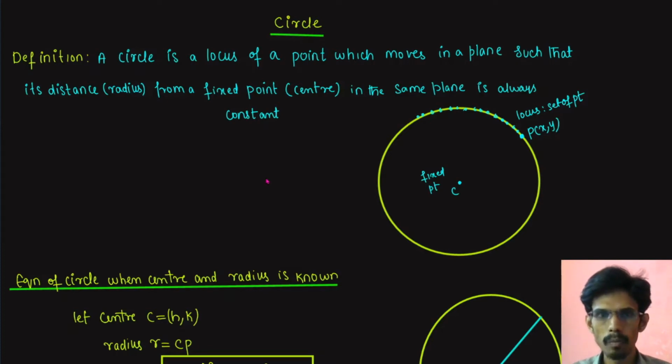So it is a locus of a point which moves in this plane such that its distance from this fixed point will be always constant. This fixed distance is known as radius. Wherever the point will reach on this periphery, the distance will be equal. That distance is known as radius. So we can define radius as the distance between the center and the point on the periphery.